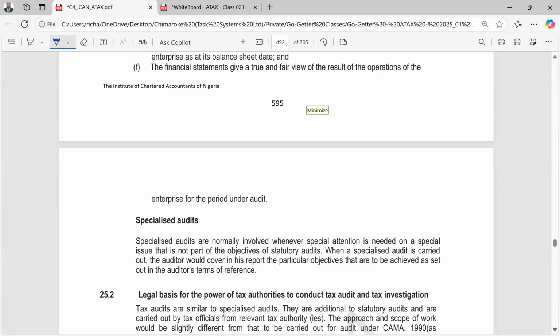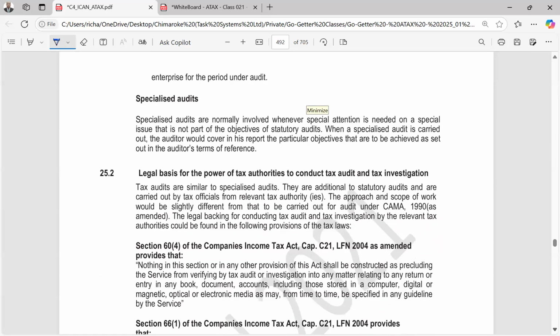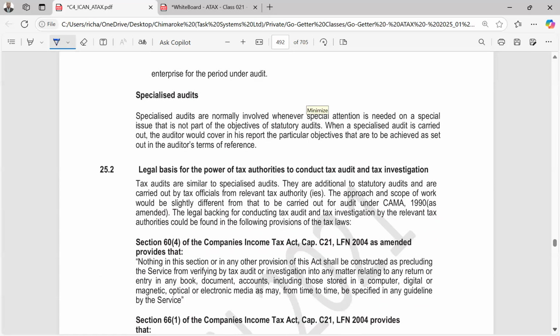So that is a specialized audit. All right. What is the legal basis for the power of tax authorities to conduct tax audits and tax investigation? Now, tax audits are similar to specialized audits. I mentioned that because they are additional to statutory audits and they are carried out by special people trained for that, which are tax officials from either the FIRS or the state's internal revenue.